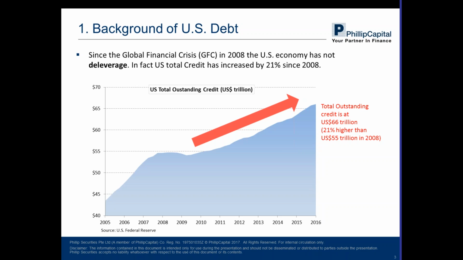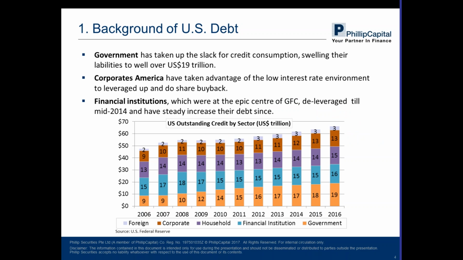So why do we talk about the US debt to begin with? What we want to know is the individual components, if broken down into sectors. We see that there's the foreign holders, which is a small amount. You have your corporates, your household, your financial institutions, as well as your government. The government has actually taken up the slack in the credit consumption and has swelled its balance sheet to well over $19 trillion. When we talk about government here, we're actually talking about national debt or public debt, which is debt incurred by the government.